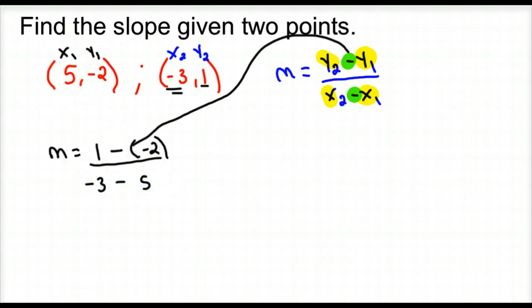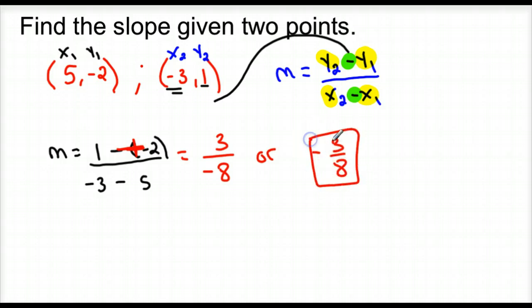So here we have 1 minus negative 2, which is the same thing as saying 1 plus 2. 1 plus 2 is 3, over negative 3 minus 5. Negative 3 minus 5 is negative 8, so m is equal to negative 3/8. Usually the negative sign goes in the middle of the fraction bar, or you could put it in the numerator. Very rarely do you see it in your denominator.